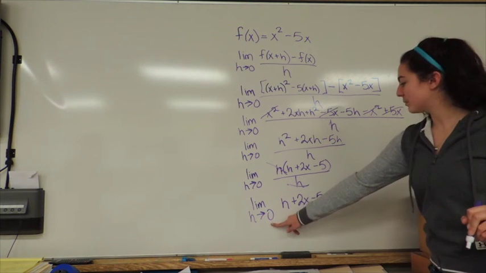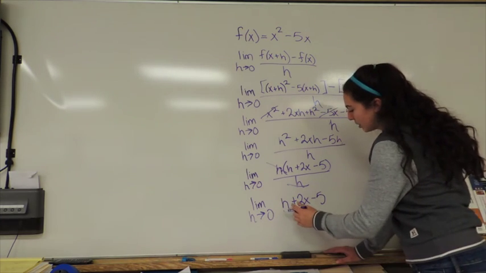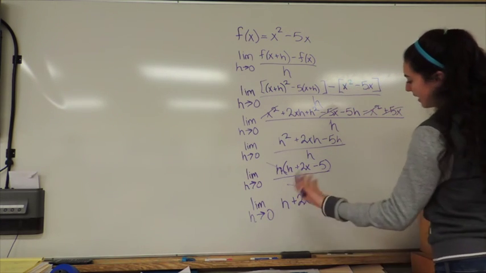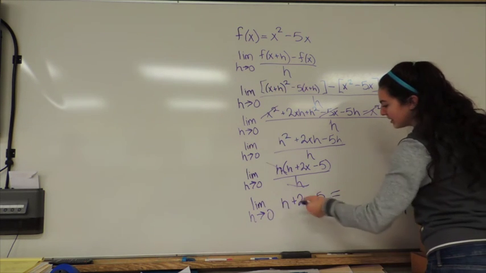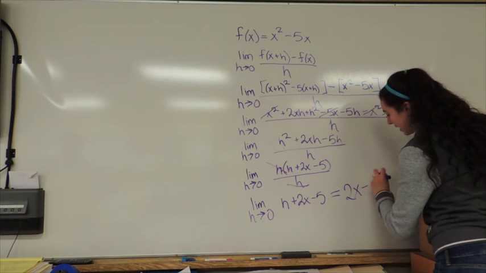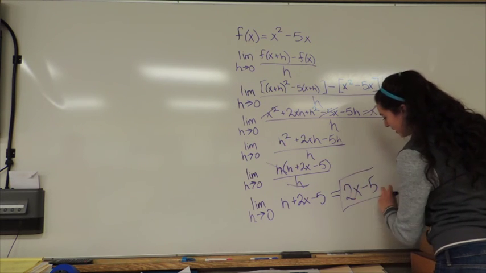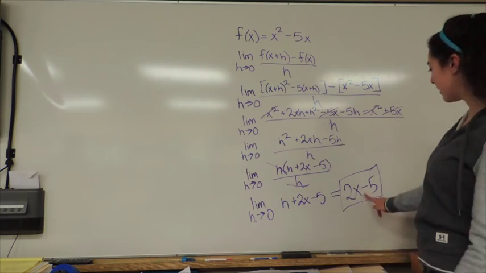the limit as h approaches 0 of h plus 2x minus 5. And then since h is approaching 0, the h is going to equal 0. So you can drop the limit symbol because you're plugging in the 0, and you're going to be left with just 2x minus 5. And so the derivative of x squared minus 5x is 2x minus 5. But that's so complicated. Isn't there an easier way to do it? Yes. We'll show you this in the next video.